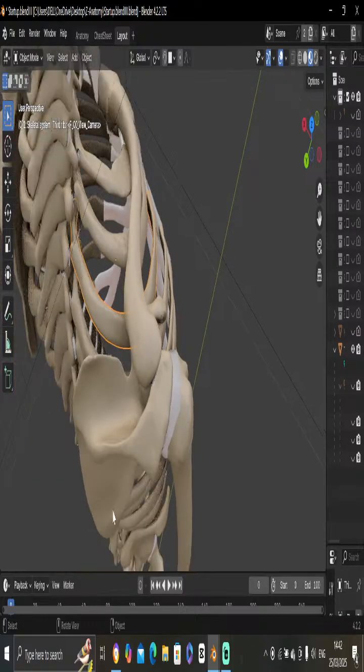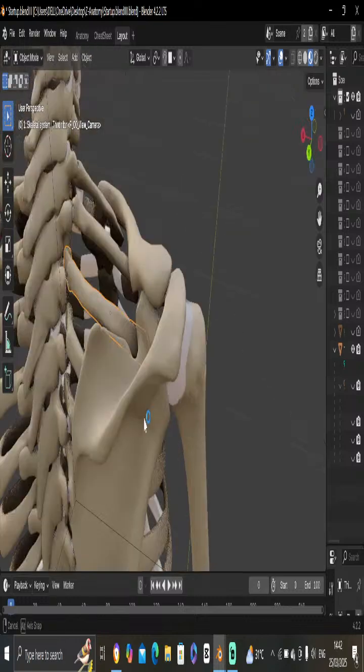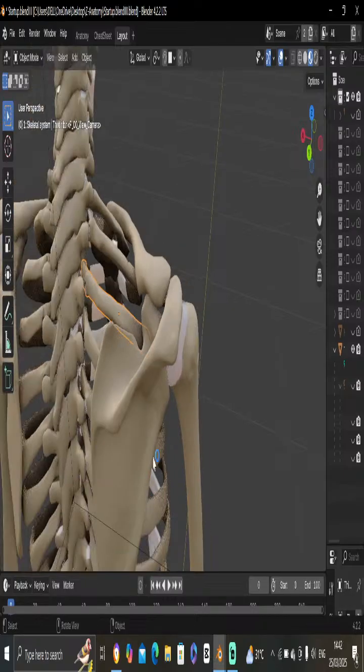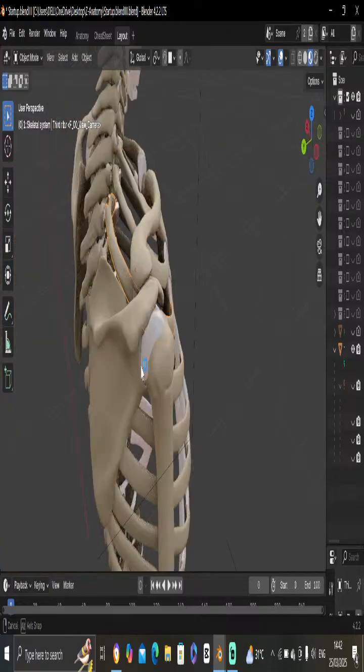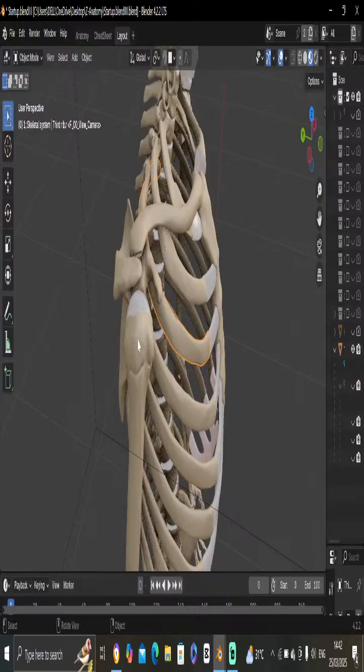The infraspinatus, which moves from the infraspinous fossa, also attaches there, just below the supraspinatus. Then there's a muscle we call the teres minor muscle. The teres minor also originates from the lateral border of the scapula over here, and it also inserts on the greater tubercle of the humerus. So the greater tubercle provides attachment points for the supraspinatus, the infraspinatus, and the teres minor muscle.